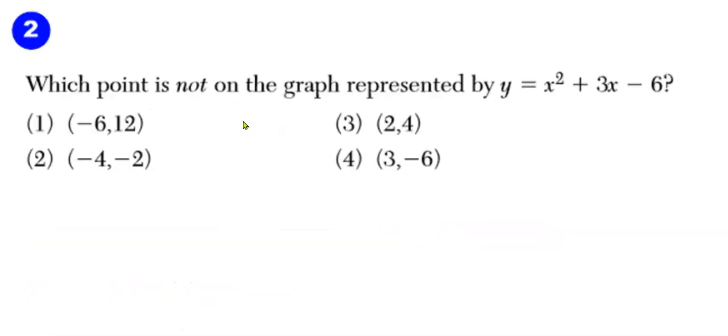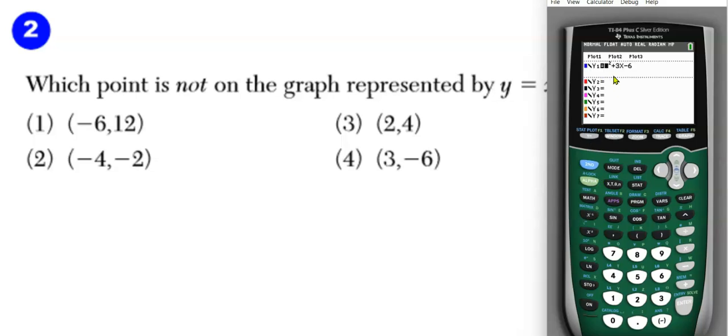For question number 2, you're asked which point is not represented on the graph of y equals x squared plus 3x minus 6. So I'm going to type this equation into my y equals button, and then I'm simply going to look at the table of points, second graph. Here I can find negative 6 does map to 12, negative 4 does map to negative 2, positive 2 maps to 4, but 3 does not map to negative 6.